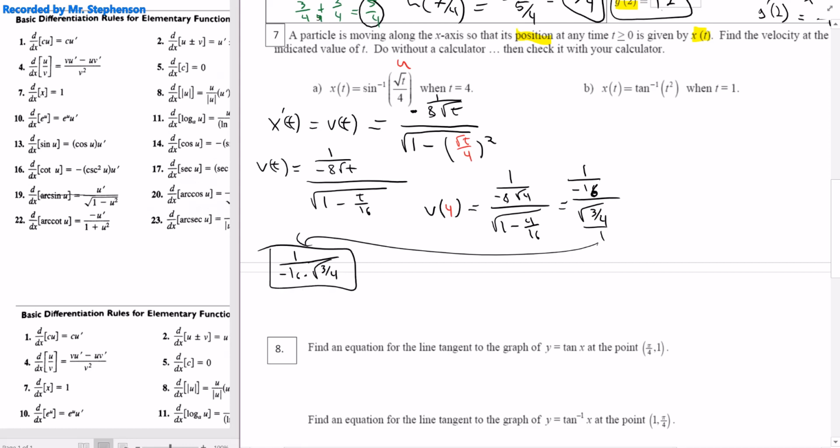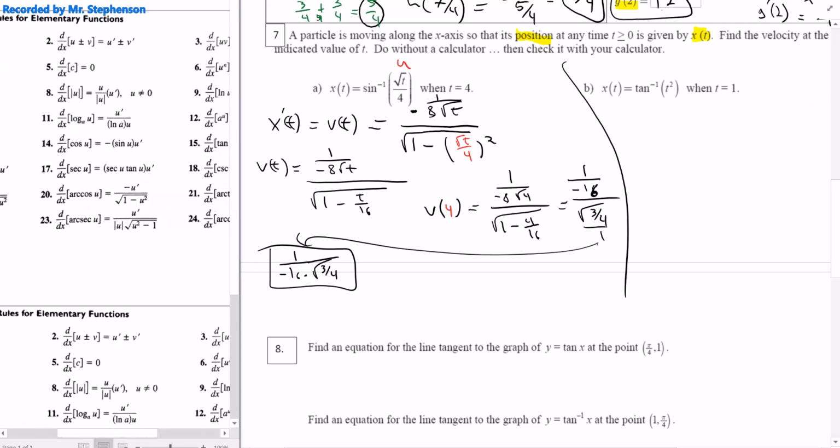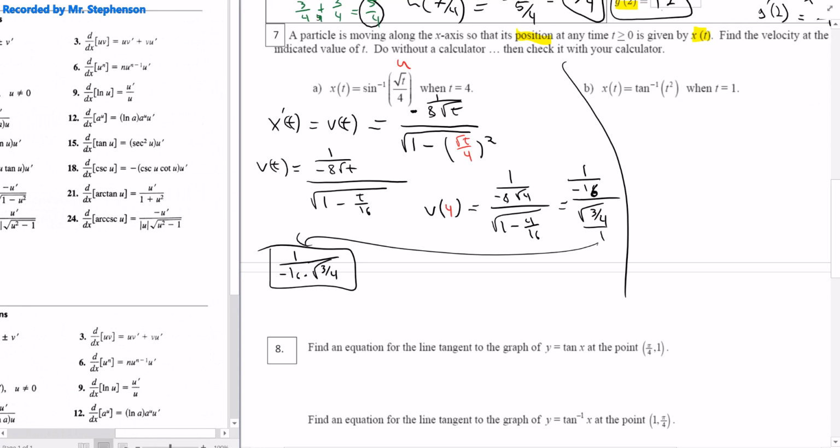All right, so let's go to the next one. B is x of t is tan inverse of t squared. We want to know when t equals 1. Remember, you can't plug in first, right? If I just try to plug in first and then take the derivative, I'll always get 0. So I actually need to take the derivative and then plug in. Arc tan we can find over here is u prime over 1 plus u squared. So we're taking the derivative of the position function, and we're getting this velocity function.